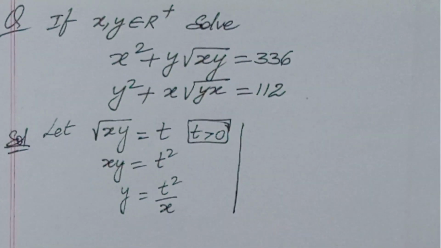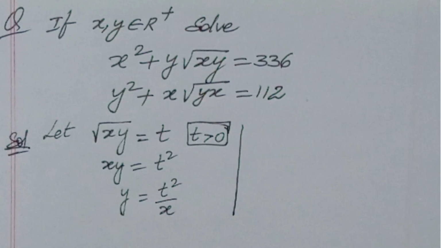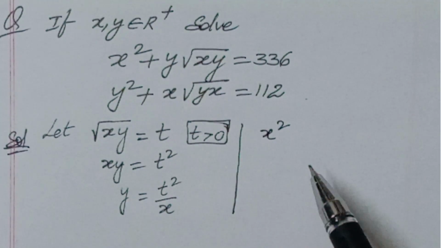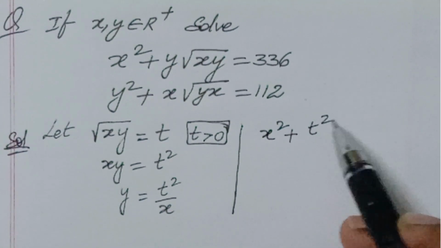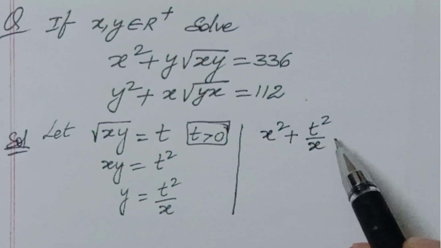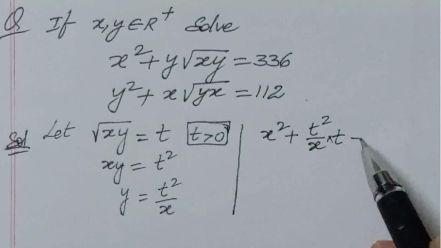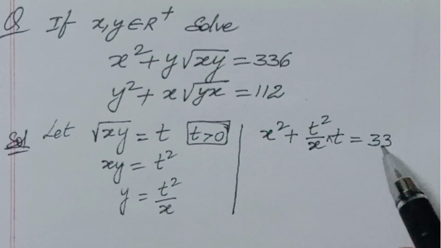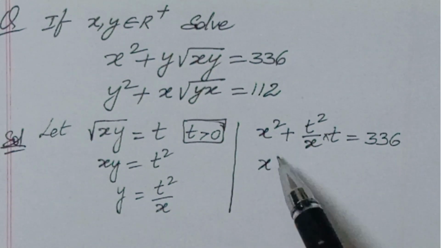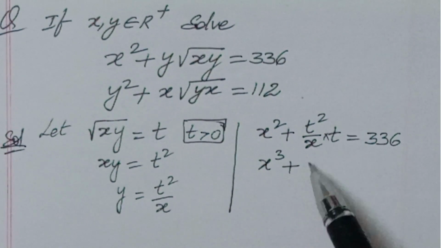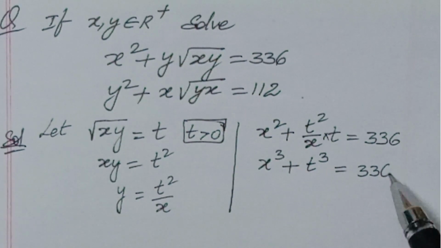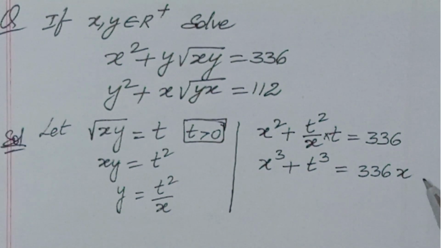Now substituting this value in the given equation, y value is t square by x. Then the first equation will become x square plus t square by x, here root xy is t, is equal to 336. So if you solve this, x cube plus t cube is equal to 336 into x. Let it be 1.